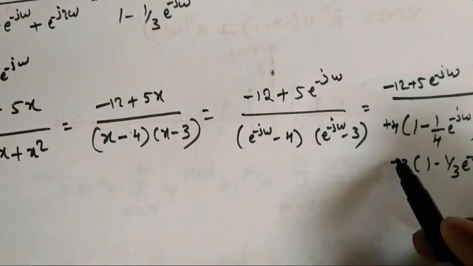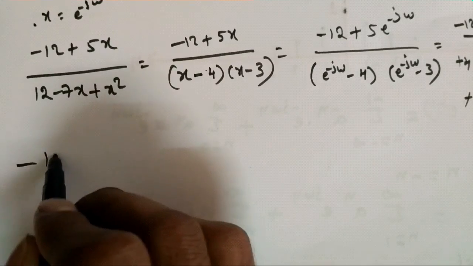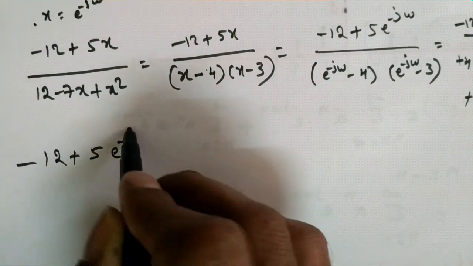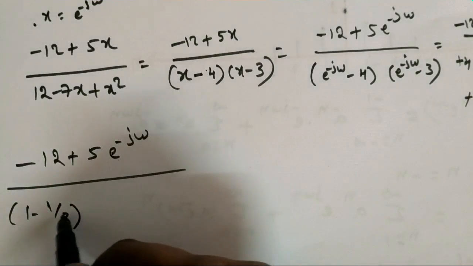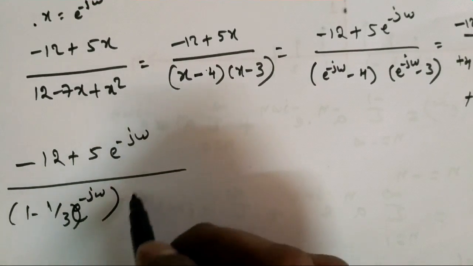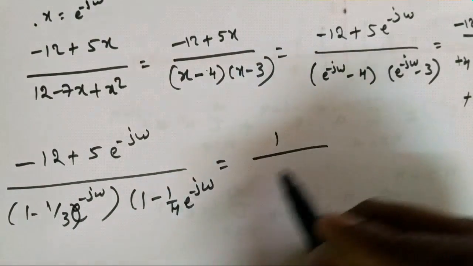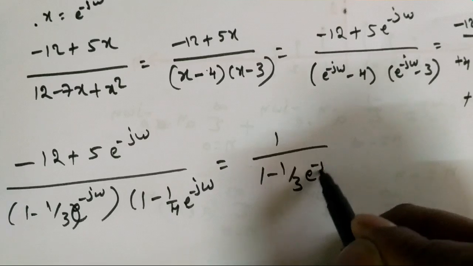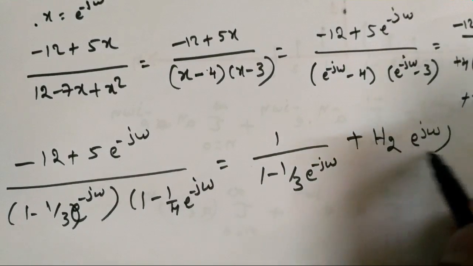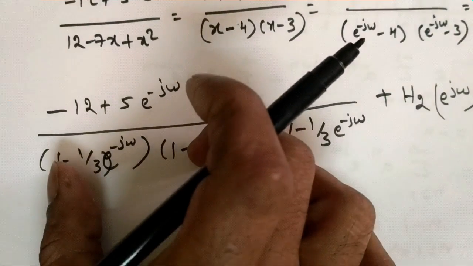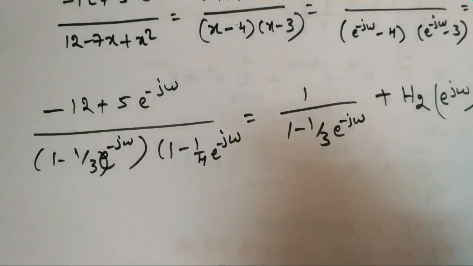Right? So minus minus will be cancelled, 12. So the final you can write minus 12 plus 5 e power minus j omega by 1 minus 1 by 3 e power minus j omega into 1 minus 1 by 4 e power minus j omega is equal to 1 minus 1 by 3 e power minus j omega plus H2 of e power j omega. Again we need to find the partial fraction of this function, right? So how to find those partial fractions?